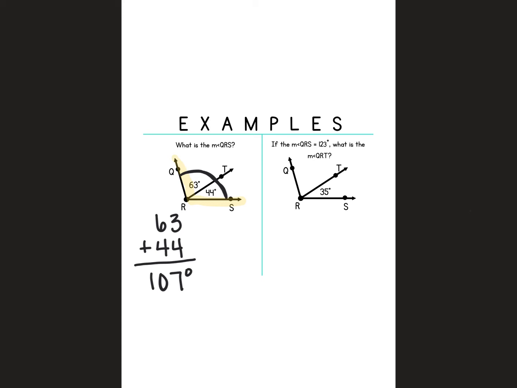For the second example, it says if the measure of QRS is 123, so QRS, that's the entire angle. So if this whole thing is 123, and I'm trying to find QRT, which is right here, I would need to take 123 minus the part I know, which is 35, which is 88 degrees.